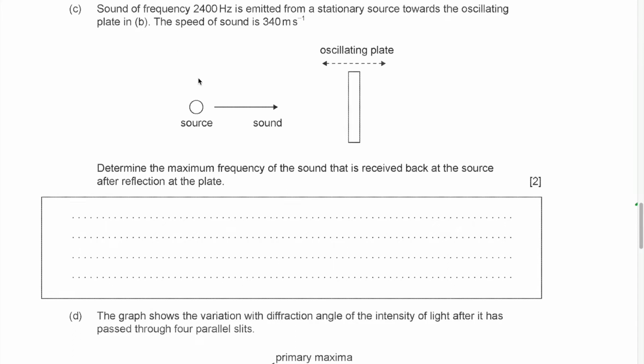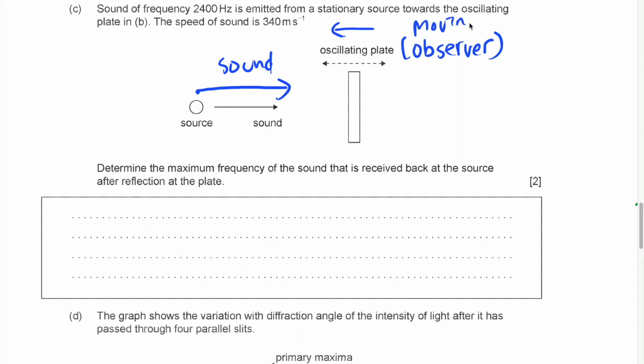Initially, the sound is emitted from the stationary source to the oscillating plate. So here the plate will be the observer we talk about in the Doppler effect, and it's moving, right? So this is going to be a moving observer. Because we want the frequency to be maximum, we know that the observer must be approaching the source.